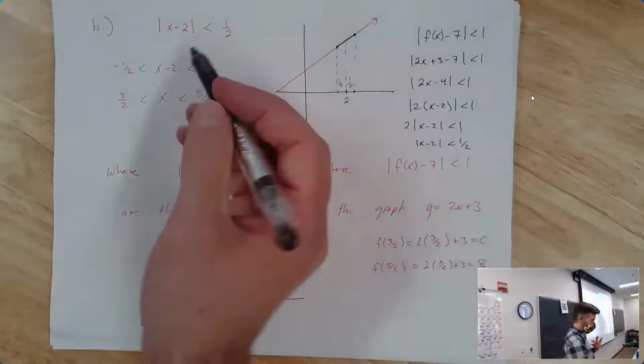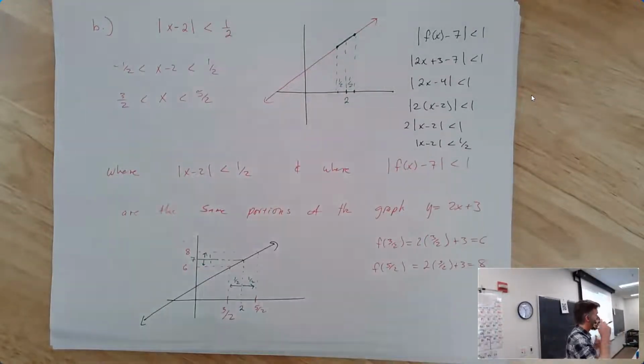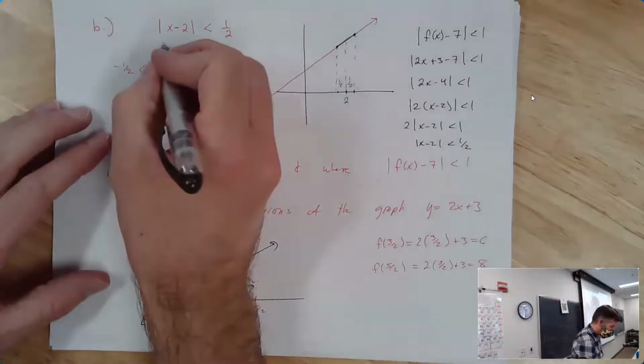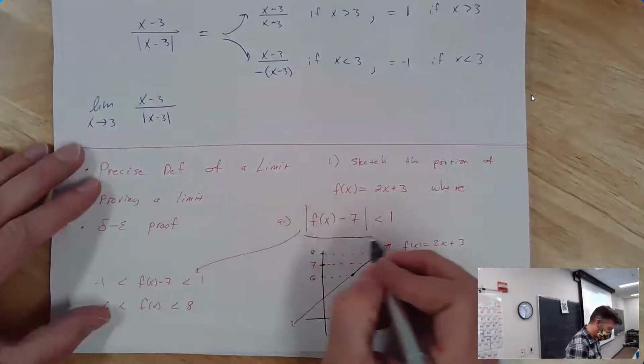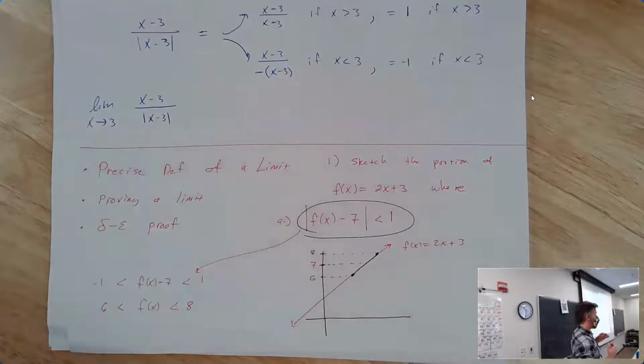But the point of doing it this way was just to show you that you can find the same portion of the graph by either thinking about a condition on the y's or a condition on the x's. Both of these describe the same part of the graph. So you can say, I need my y values to be within 1 of 7, or you can say I need my x values to be within 1/2 of 2. And either way, you are saying the same thing.